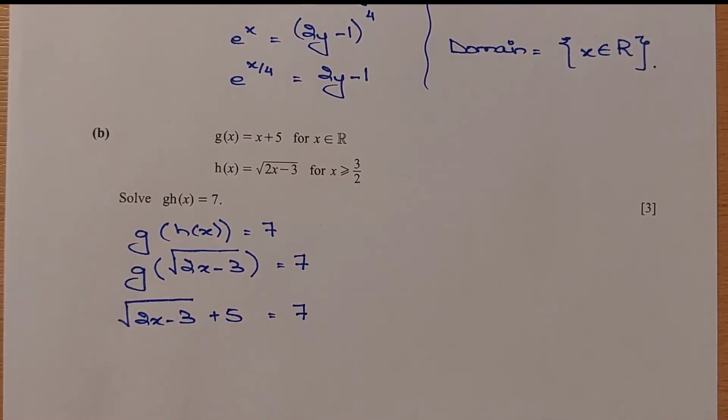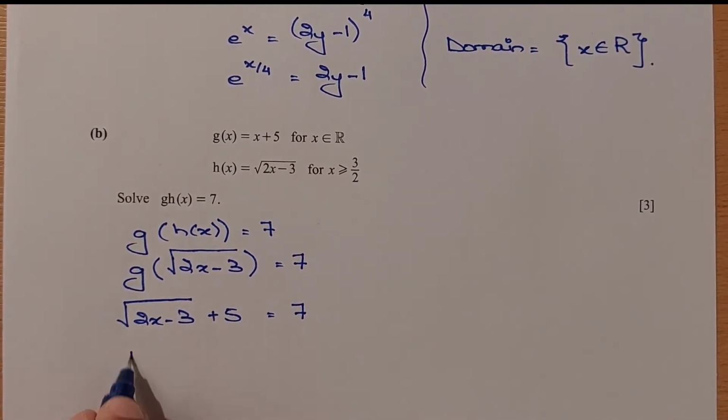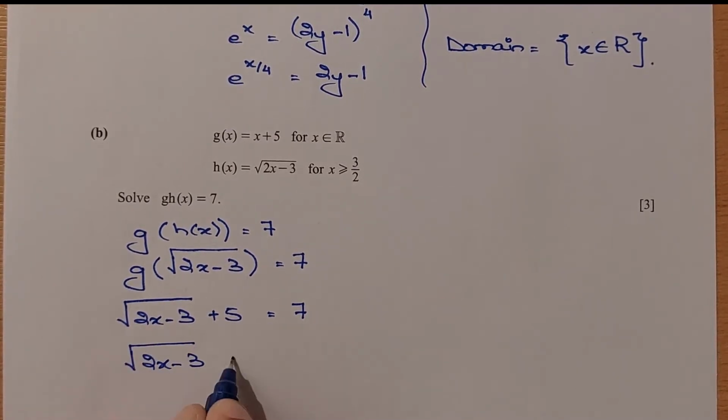Okay, let me simplify it further, shifting the 5 to the right side. The square root of (2x - 3) is equal to 7 minus 5, that is equal to 2. Right, now we have to do squaring on both sides.